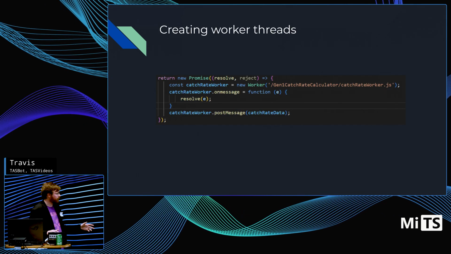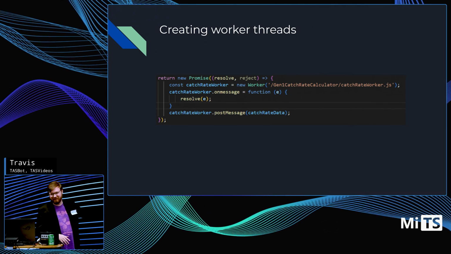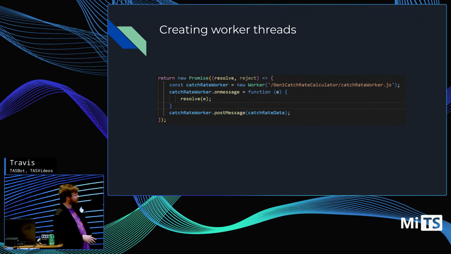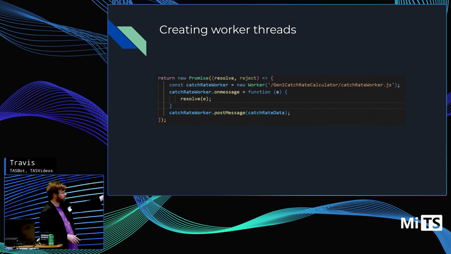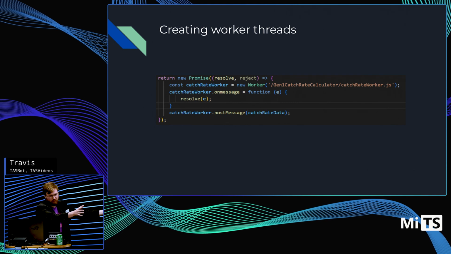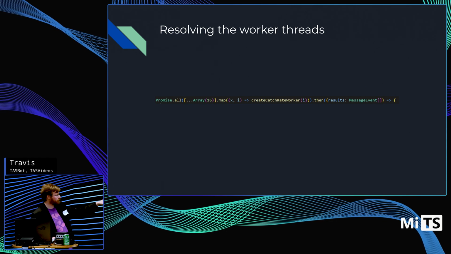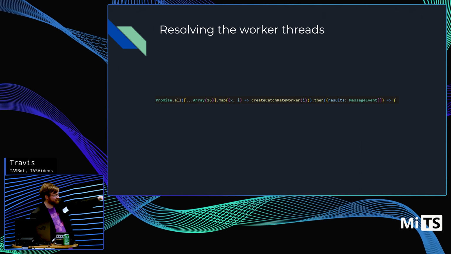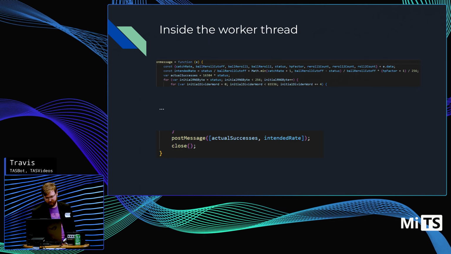So creating worker threads, I'm going to apologize in advance. I wrote this code like 5 or 6 years ago, so it might be horrible and not how you're supposed to do this in modern TypeScript. But we're just creating a promise, and then we're creating a worker. We're assigning a function to the onmessage for the worker, and then we post a message to the worker to say, here's all the data you need to run through all the RNG simulation. Then we resolve the worker threads by doing Promise.all. A little hack here uses the index of an array loop to generate 16 workers, and then just thens the results into one big calculation.